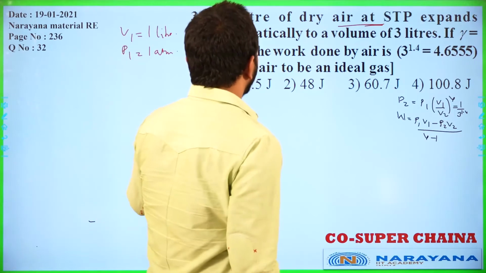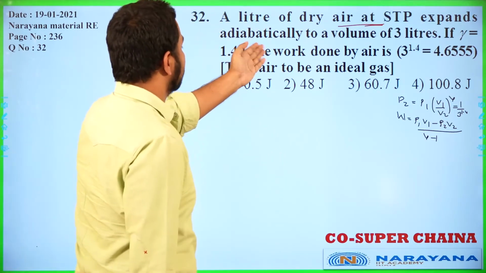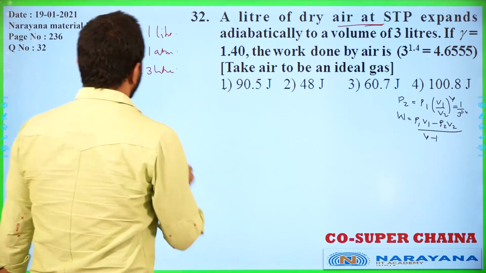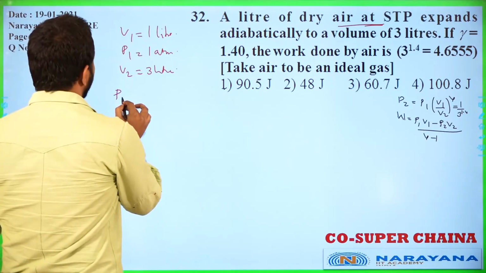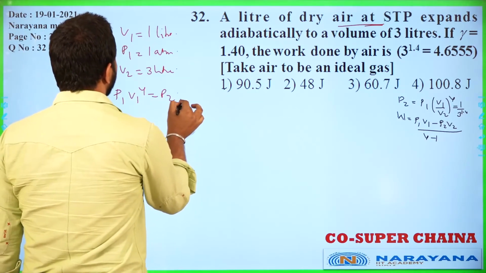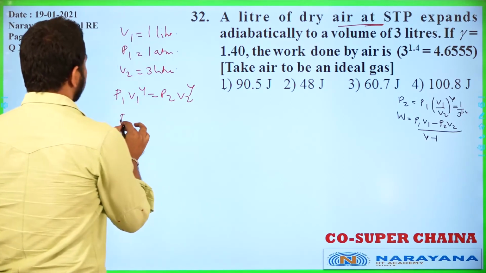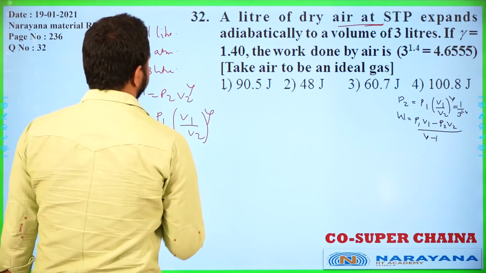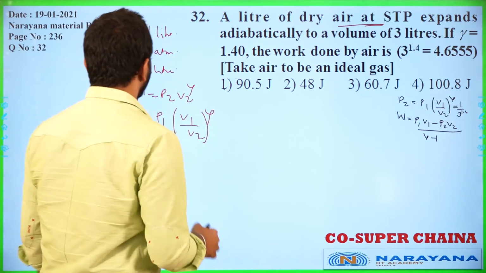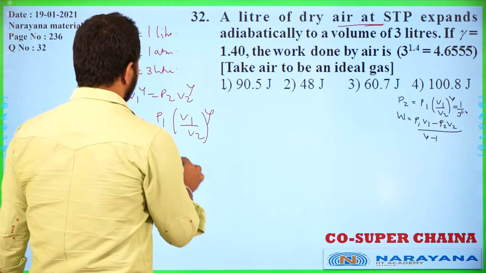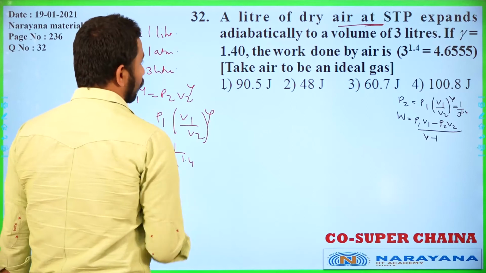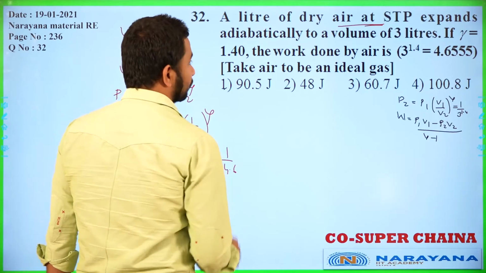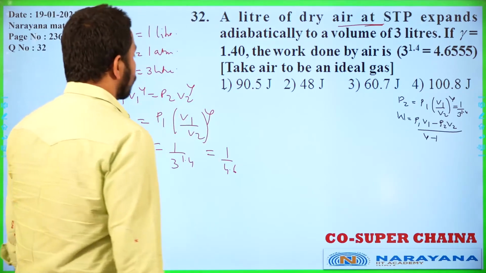Now here a liter of dry gas is adiabatically expanded, so V2 is given here as 3 liter. P2 we can calculate here, student. We'll use the formula P1 V1^gamma equals P2 V2^gamma. So if you substitute here, P2 we can write as P1 (V1 by V2)^gamma. Just substitute the values of P1, V1 and gamma. We'll get the answer as 1 by 3.14, and here 1 by 3.14 is given as 1 by 4.6. Okay, so now we got P2.